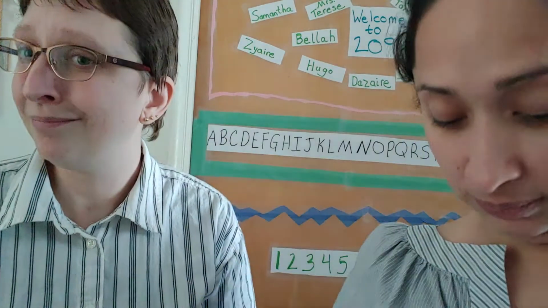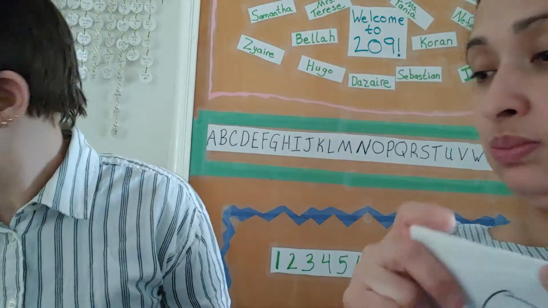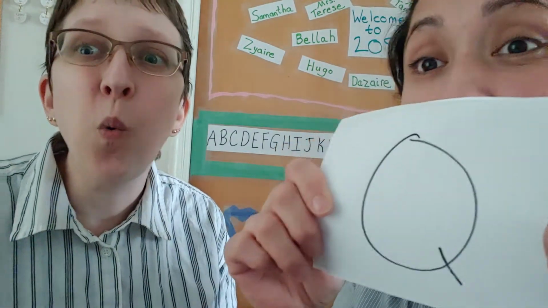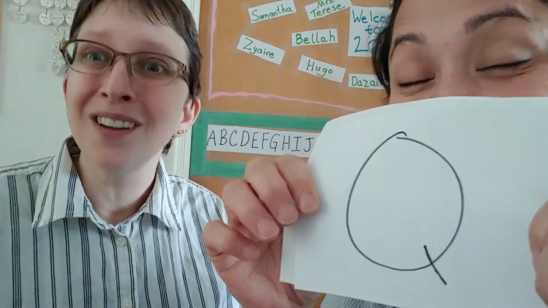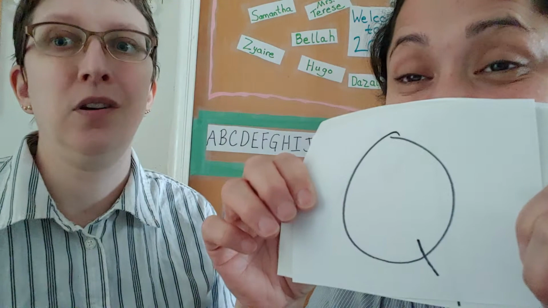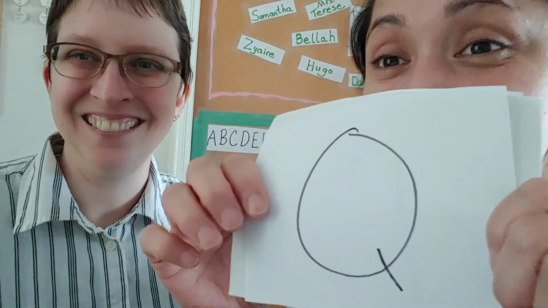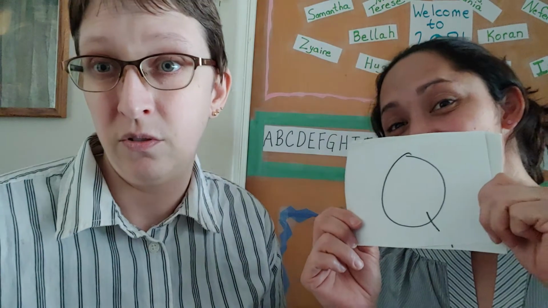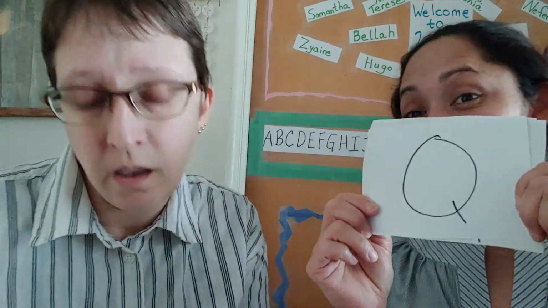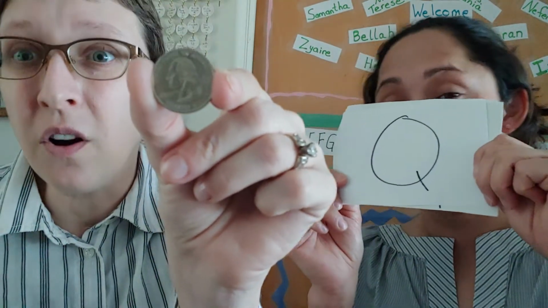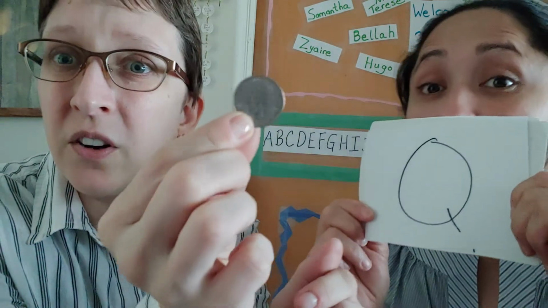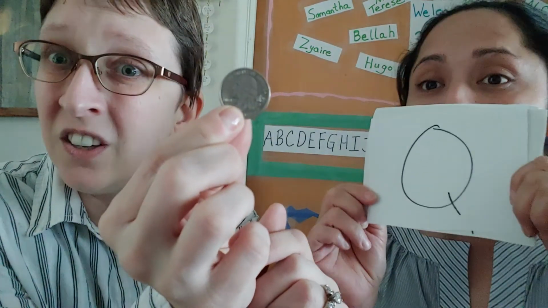All right. One more for today. And the Q says qua, qua, qua. Can you find something that starts with a qua in your house? Go try to find, push pause on the video and see if you can find something that starts with a qua in your house. What did you find that starts with a qua in your house? Oh, you're creative. Okay. I found a quarter. A quarter in my house. This is part of the money that I was showing you. I found a quarter.